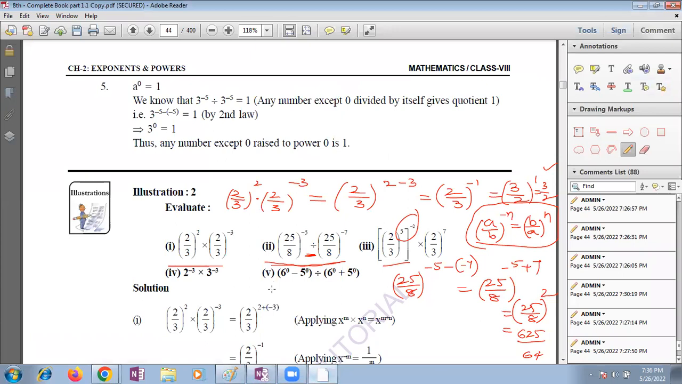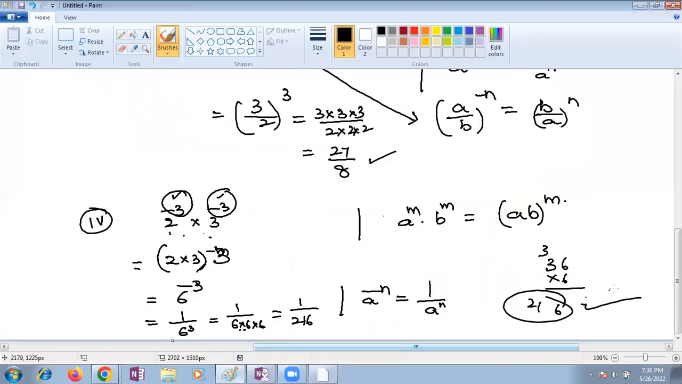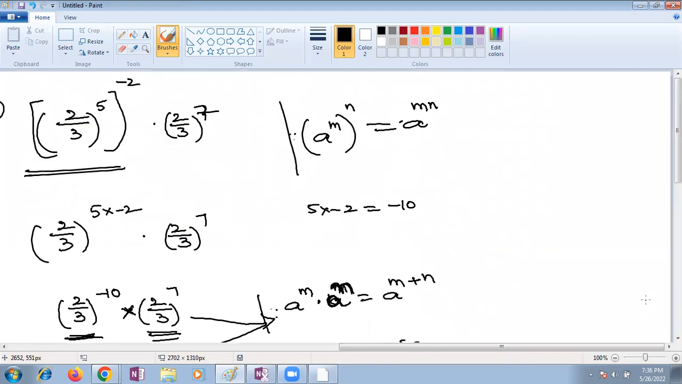Next question number 5, you can see, children. This is one more law of exponent we are using. 6 power 0 minus 5 power 0. Is the answer 0? It would be 1 minus 1. a power 0 equal to 1, that's the law. 6 power 0 is 1 and 5 power 0 is 1.